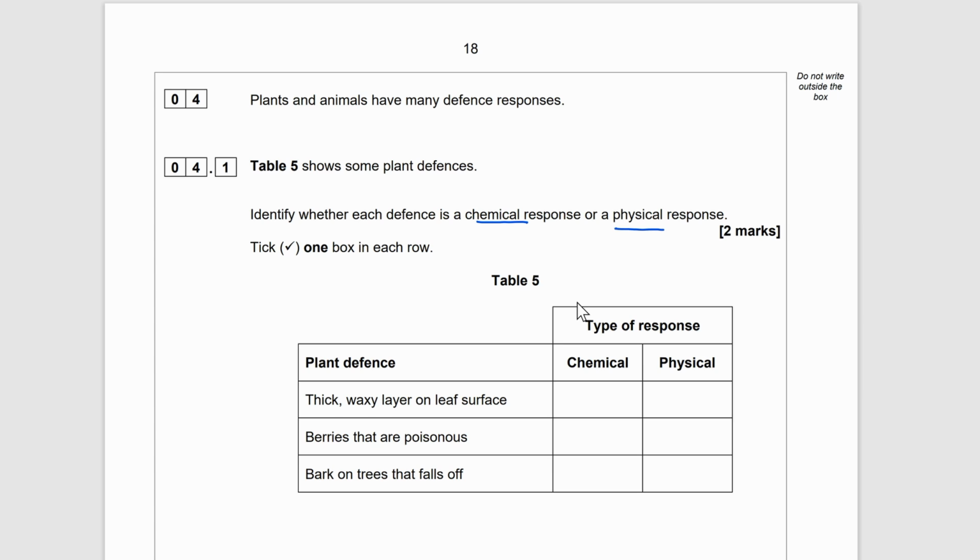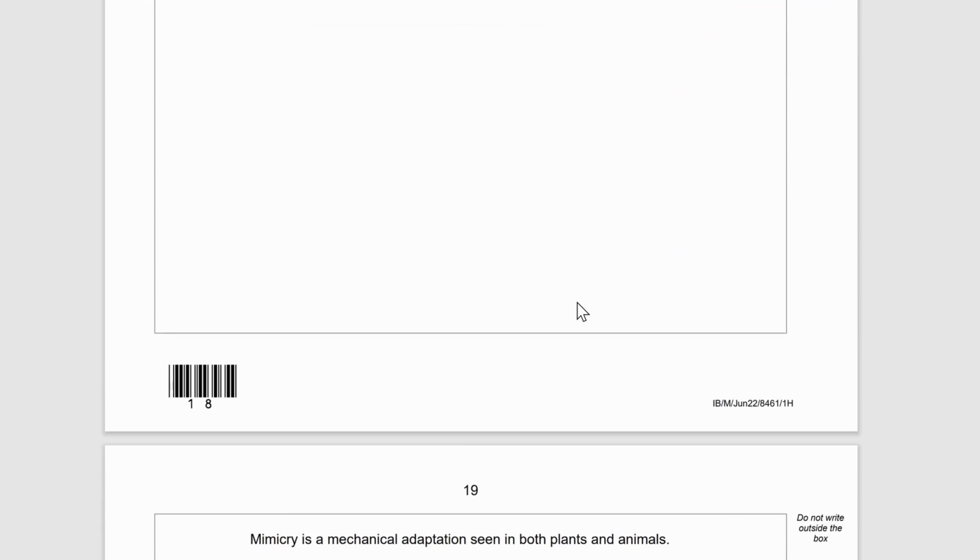So thick waxy layer on leaf surface, that should be a physical defense. Berries that are poisonous should be a chemical defense, and bark on trees that falls off should again be physical defense.